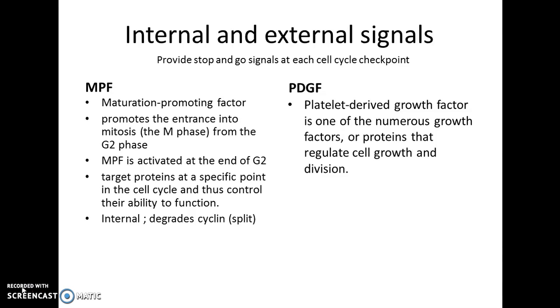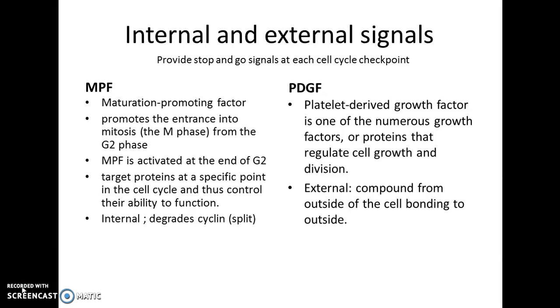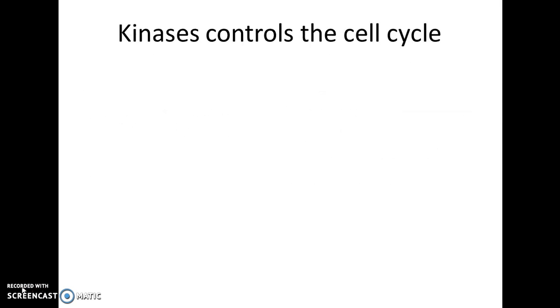MPF is an internal signal, and it degrades the cyclins, which we'll talk about later, and the cyclins just tell the cell to split. So PDGF is an external signal, and it's just a compound from the outside of the cell bonding to the cell, and it tells it to keep going.